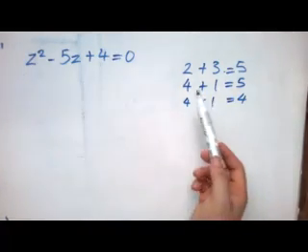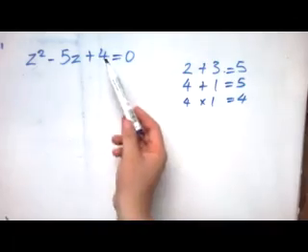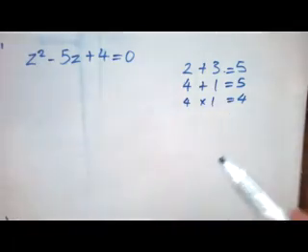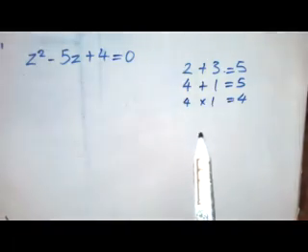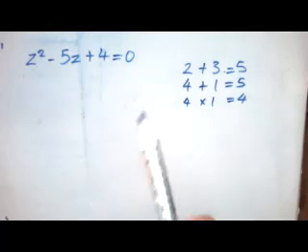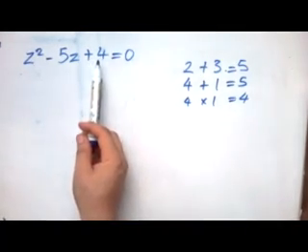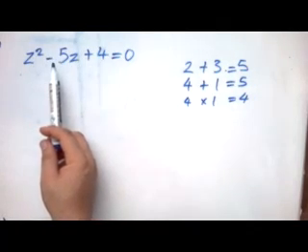Are you seeing it now? 4 plus 1 will give us 5. 4 times 1 will give us 4. So we've gotten the two numbers to be 4 and 1. The next thing we want to look at now is the signs. This is positive, this is negative.